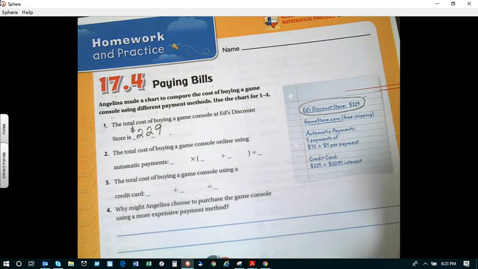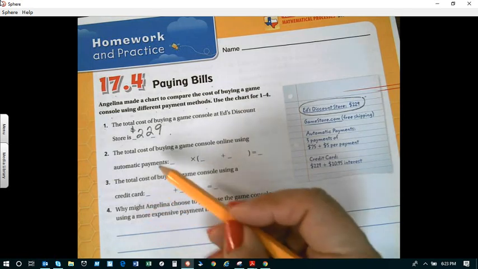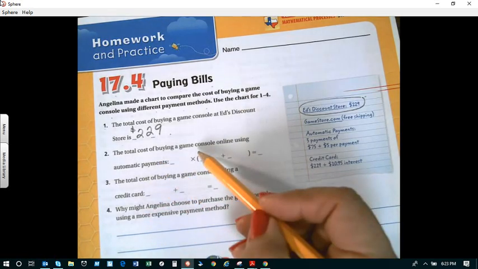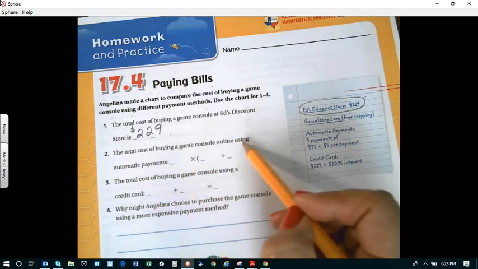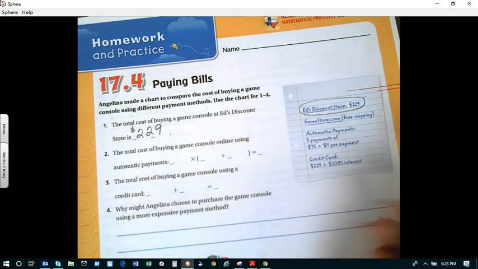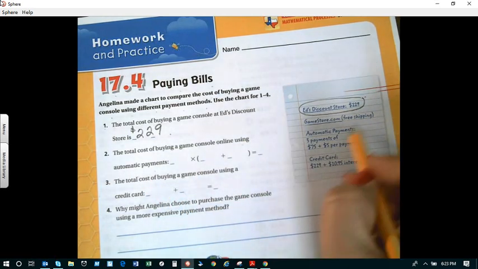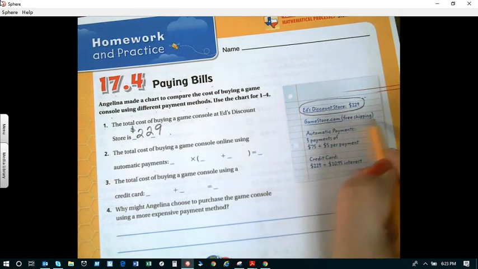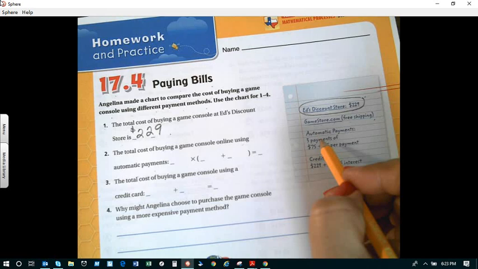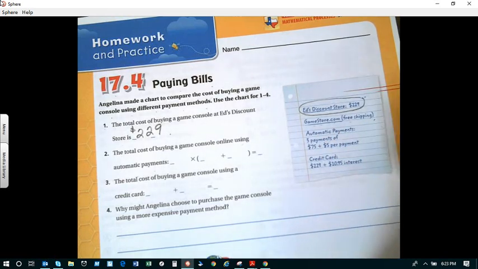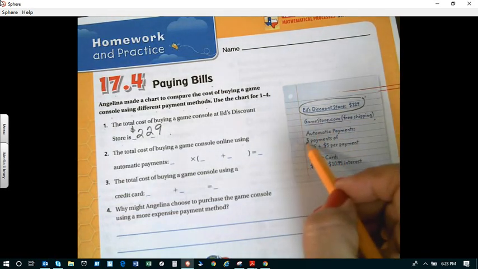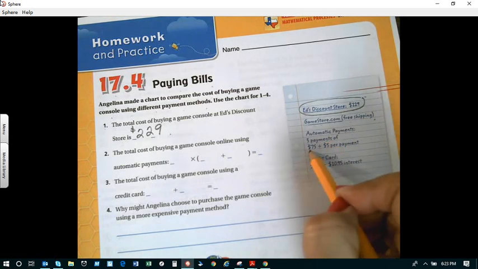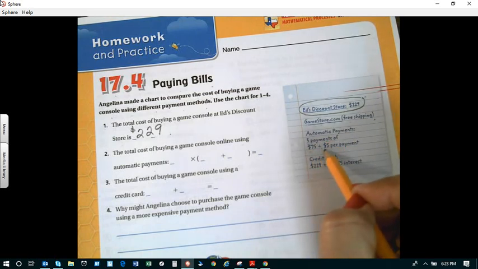All right, so now the next one is going to be the total cost of buying a game console online using automatic payments. So this one right here, it's GameStore.com, free shipping, but automatic payment. So they're going to be deducting this from their checking account most likely because they're going to have to pay it. They can make 3 payments of $75 each plus $5 per payment.